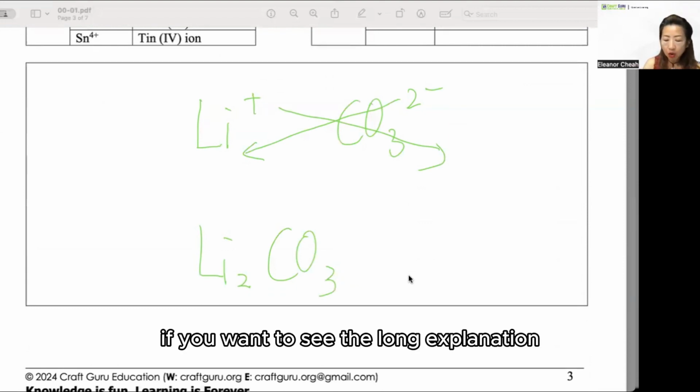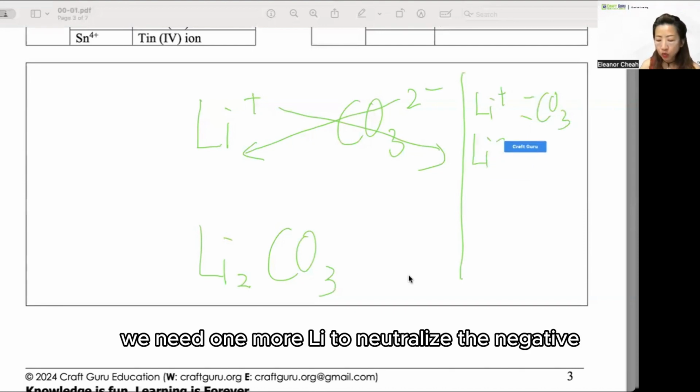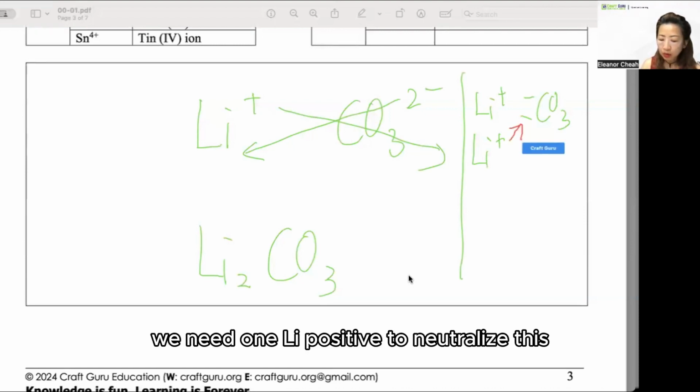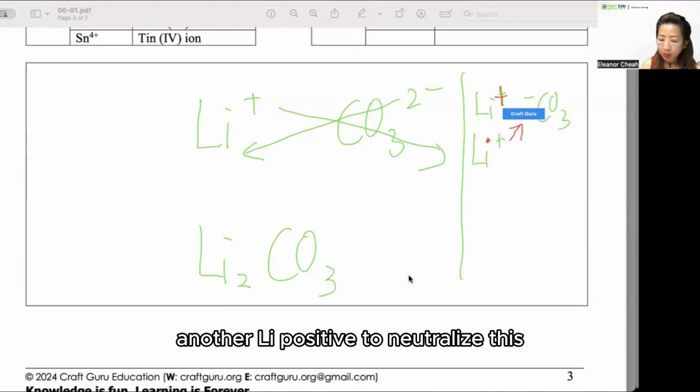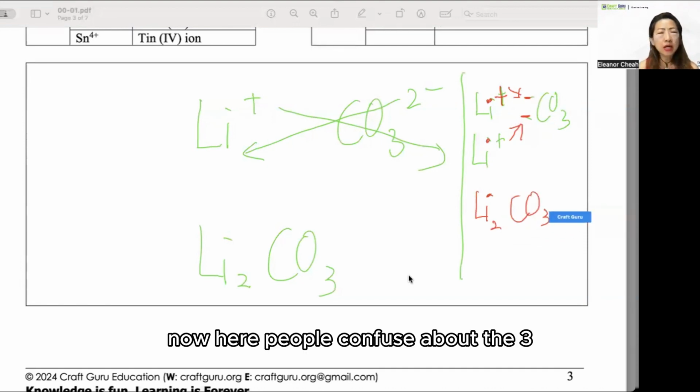If you want to see the long explanation, Li 1 positive, CO3 2 negative. So we need 1 more Li to neutralize the positive. So we need 1 Li positive to neutralize this, another Li positive to neutralize this. And the formula is Li2CO3.